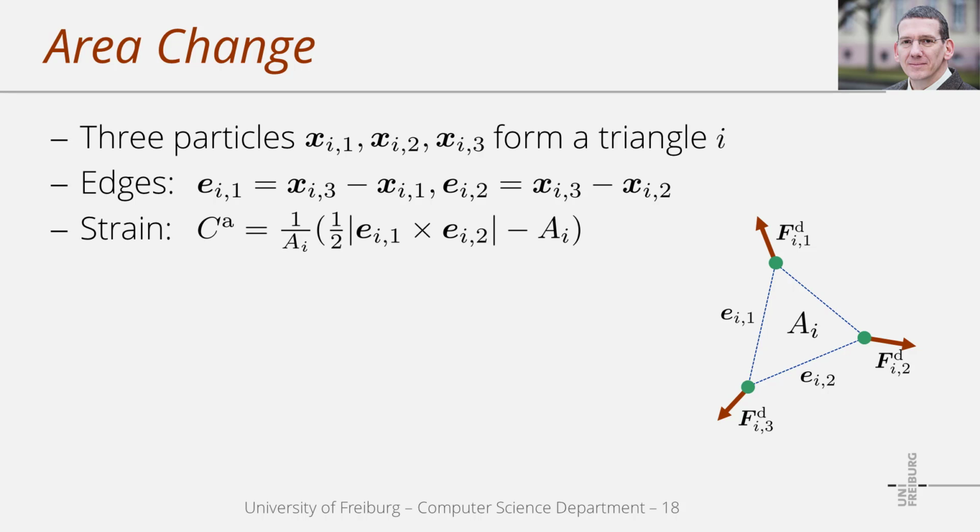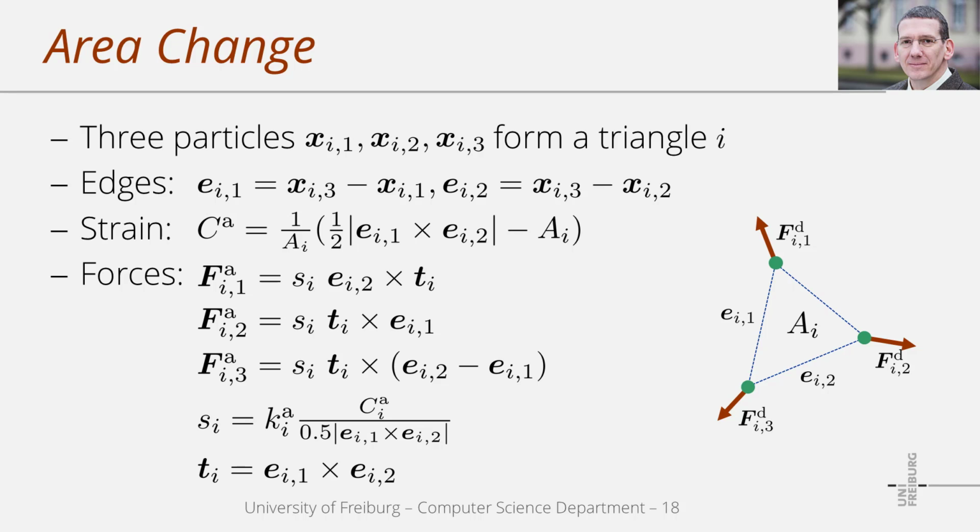We would like to preserve the area of the triangle, so here we consider the difference between the actual area computed from the cross product of the two edges and the rest area AI. For conventional reasons, we divide the term by AI to end up with a dimensionless quantity. And the A in CA refers to the fact that we consider the deformation of an area.